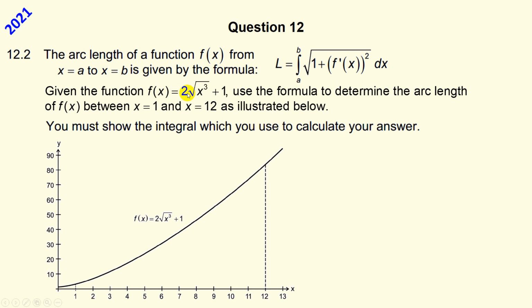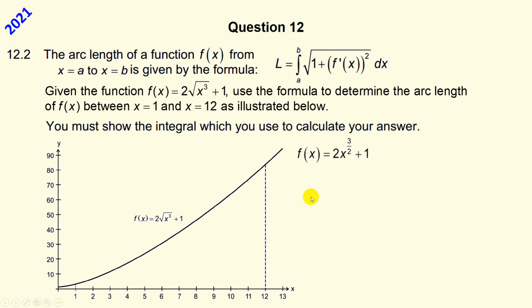Given the function f of x equals 2 root (x cubed) plus 1, you use this formula to find the arc length from 1 to 12. So I'm going to find the integral from 1 to 12 of the square root of 1 plus the derivative of that all squared, dx.